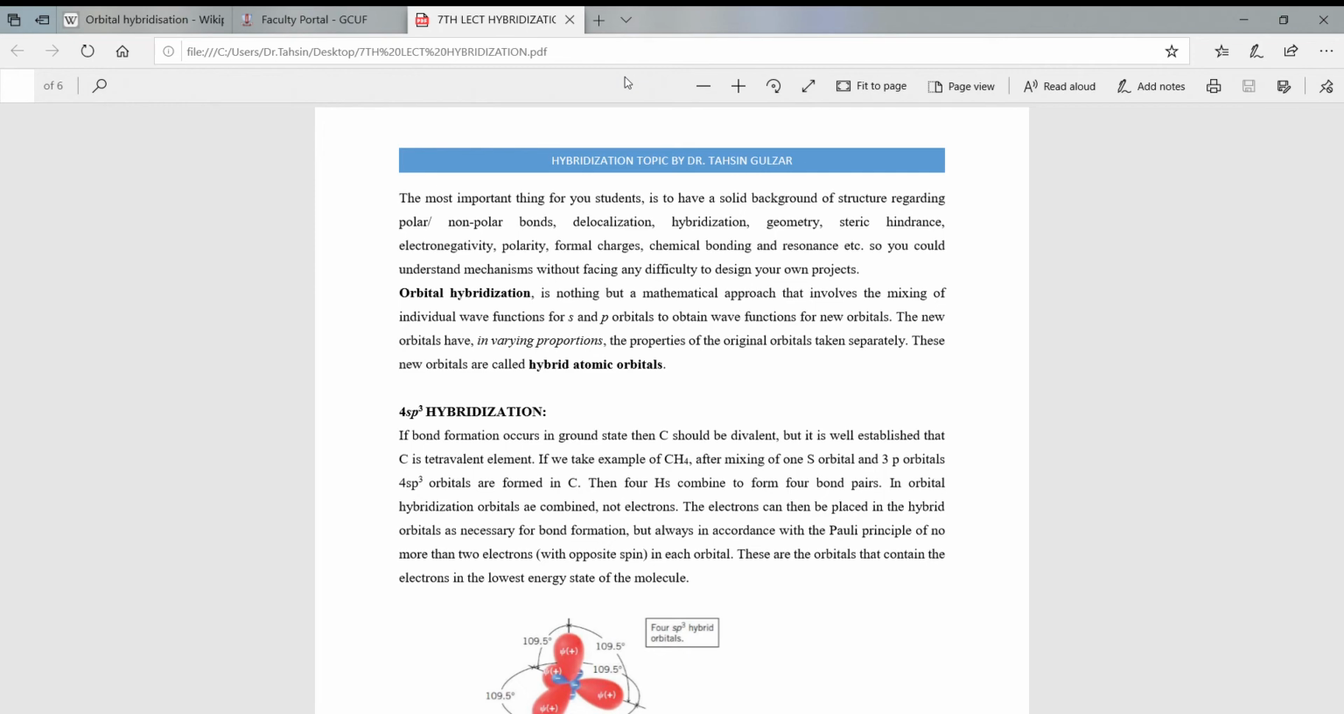Now as the system attains less energy after hybridization, it is stable in the environment, and after hybridization the distribution of electrons is taking place. Clear? Now the geometry: when sp3 bonds are formed, it is always tetrahedral geometry, like methane.